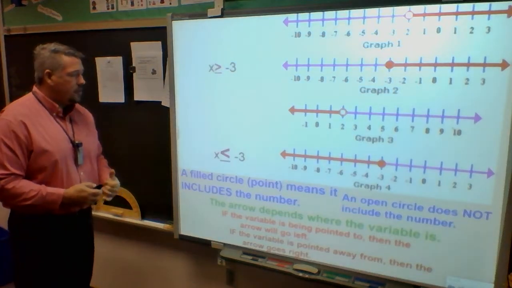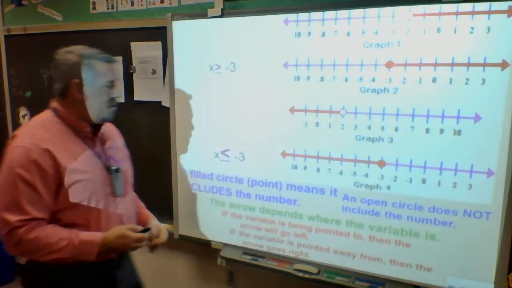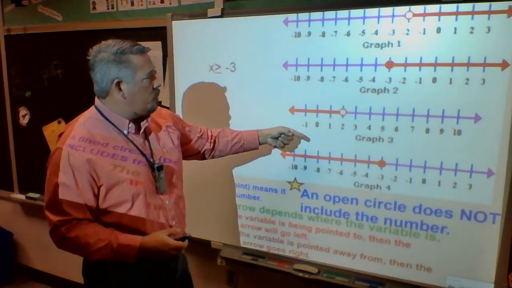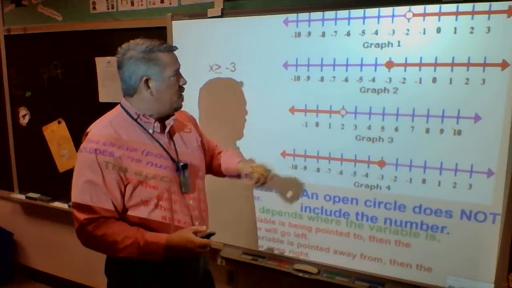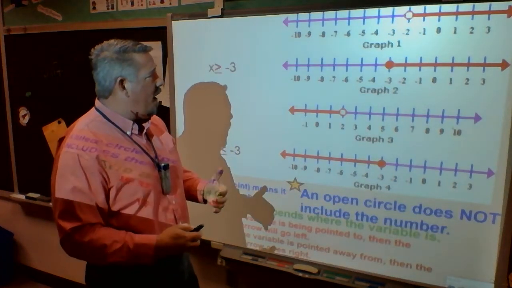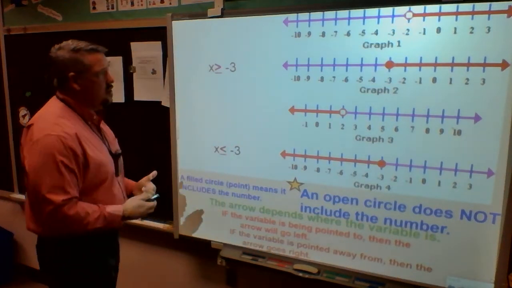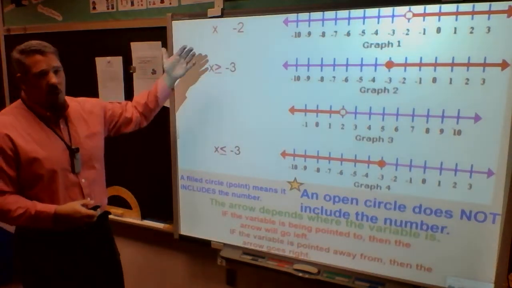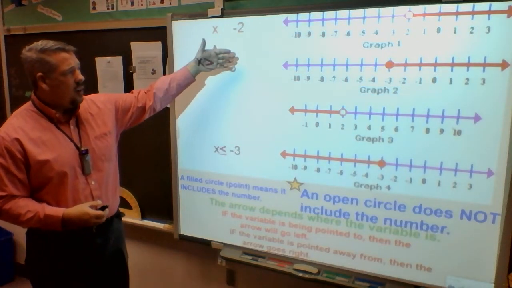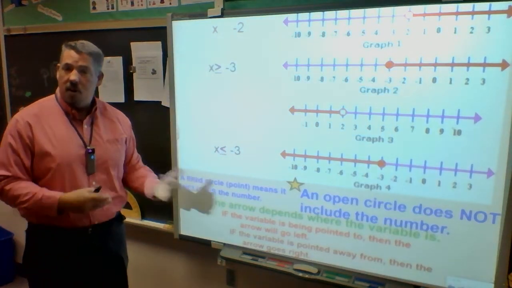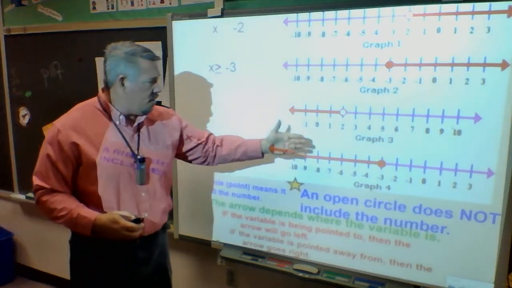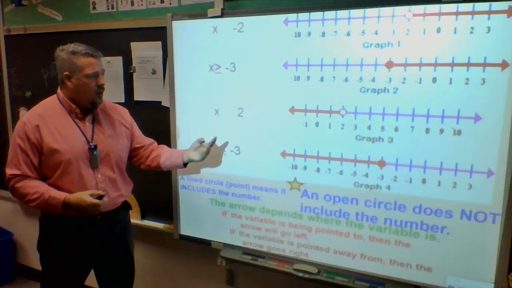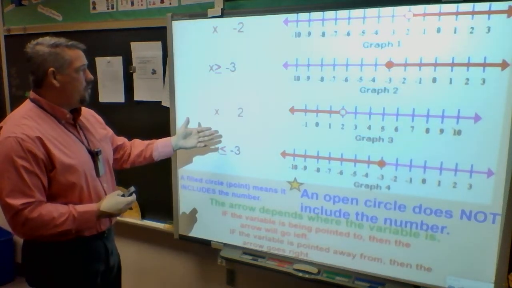Now I'm going to go to the next two. So this one says an open circle does not include the number. When I look at that, I've got this one and this one, open circle, open circle. So I know I have to have a variable. Once again, I'm going to use x's, and whatever the number says on the number line, and that's a -2. So I have some relationship going on with x and -2, but it's not equal to it because it's not filled in. And down here is a +2, so I know I have a relationship between the x and the +2, but once again it's not filled in, so it's not equal to.